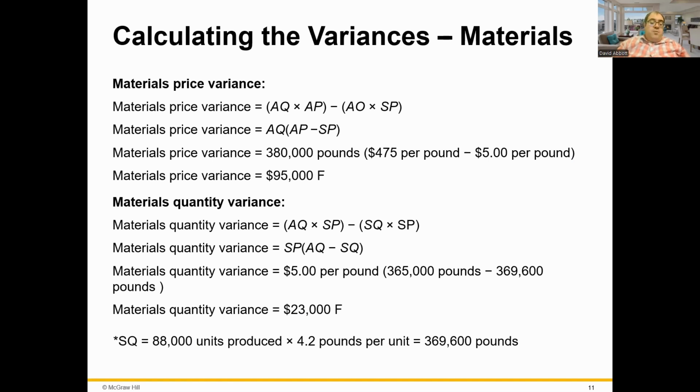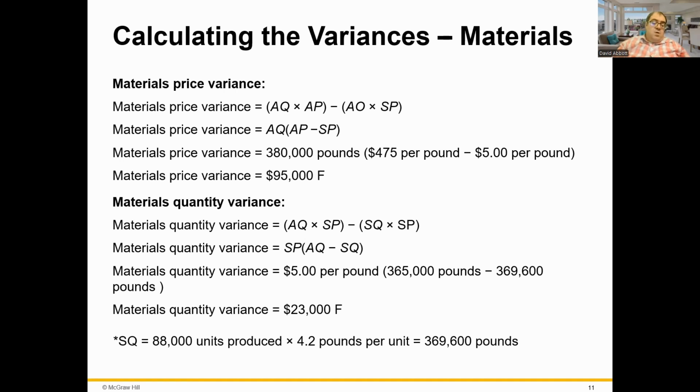So the material price variance is computed as $95,000, and that's favorable. The materials price variance would be labeled favorable because the actual price, $4.75 per pound, was less than the standard price of $5 a pound. So that's good. They paid less than what they figured and what they had budgeted for.